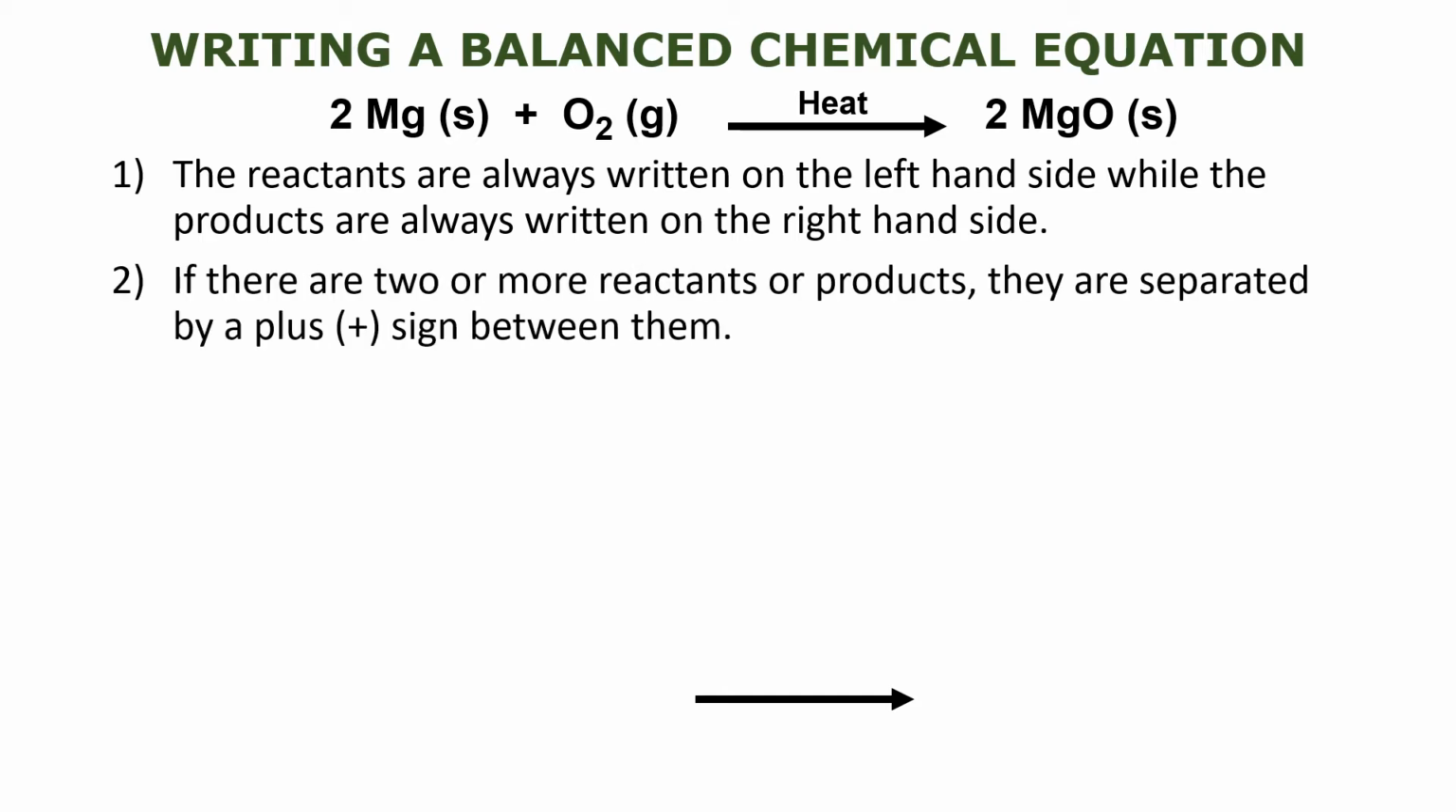Second, if there are two or more reactants or products, they are always separated by a plus sign between them. As for example, in the same chemical equation you can see on the top, there are two reactants, magnesium Mg and oxygen O2. And what sign have we put between them? A plus sign. Okay, no other sign is allowed. Minus, division, multiplication, nothing is allowed, only plus sign.